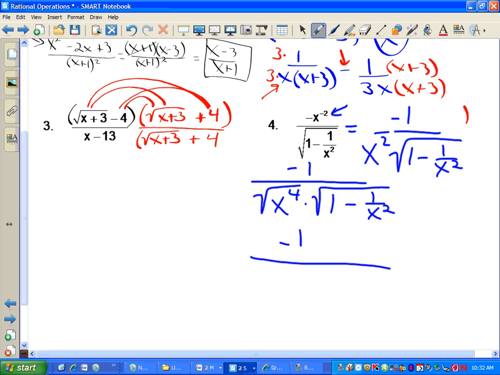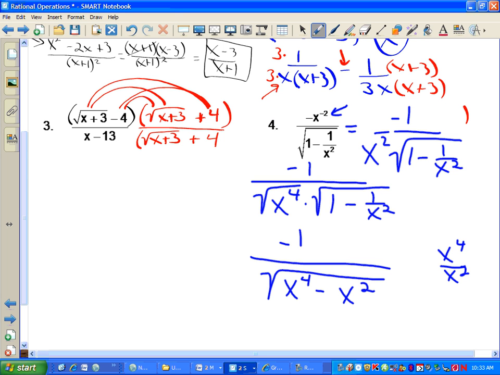So it's negative 1 over, now I can multiply these. It's going to be the square root. We're going to have to distribute in. Square root of x to the 4th times 1 is just x to the 4th, minus, and this next one would be x to the 4th, I'm going to do it over here, x to the 4th over x squared, which is just x squared. I know that's an odd way to leave it, but that's something we're wanting you to practice.